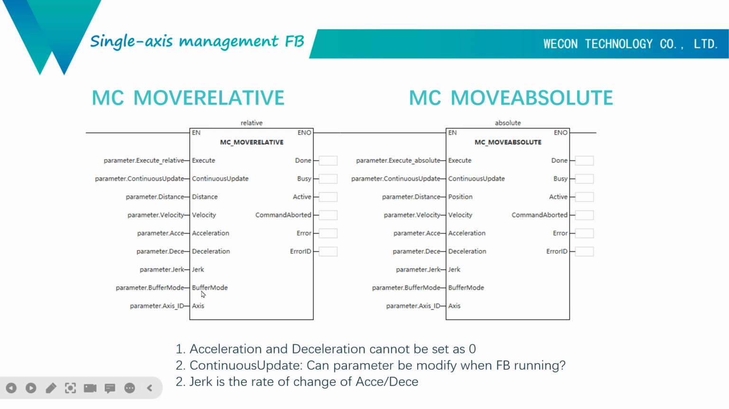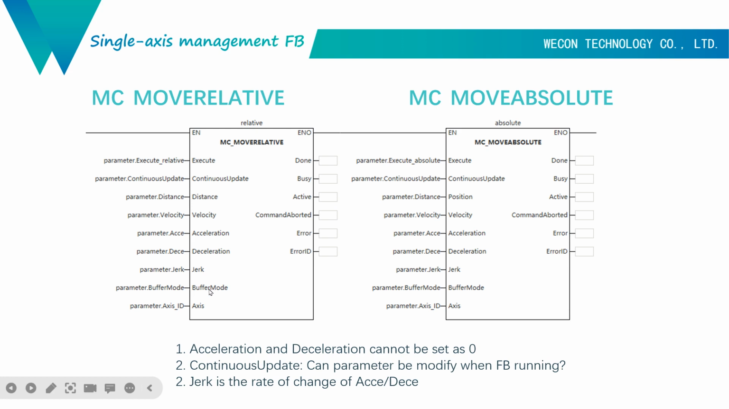Here we could see there is a buffer mode. This buffer mode, we have 5 buffer modes of our function block. And I will introduce this buffer mode in the future. And you can also study it in our 6V manual. In today's program, I will use it as mode 0 or mode 1.